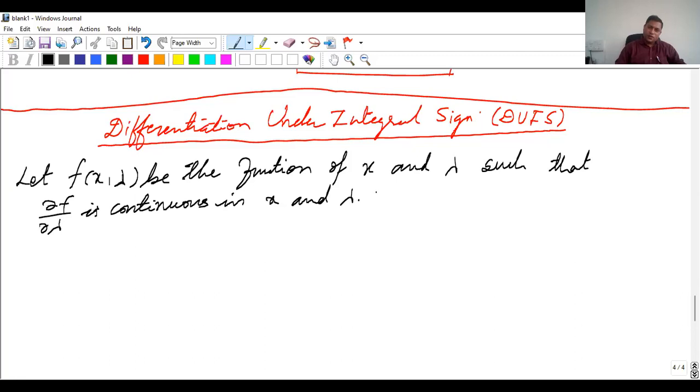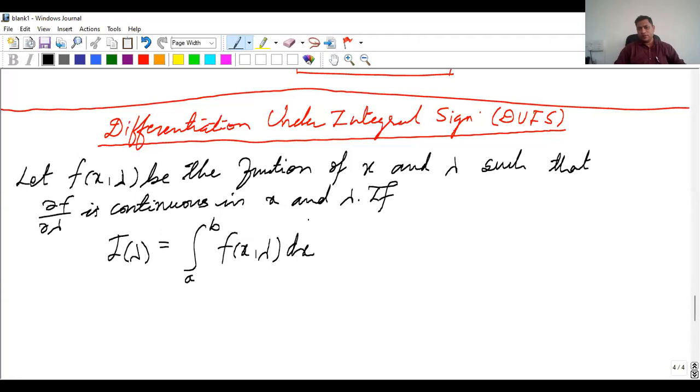Now if we have the integral from a to b of f of x, lambda dx, try to understand this integral. a and b are the limits of x. So when we integrate this with respect to x and we put the values of x as a and b, then this function will be in terms of lambda only, and that's why we call this the integral of lambda.